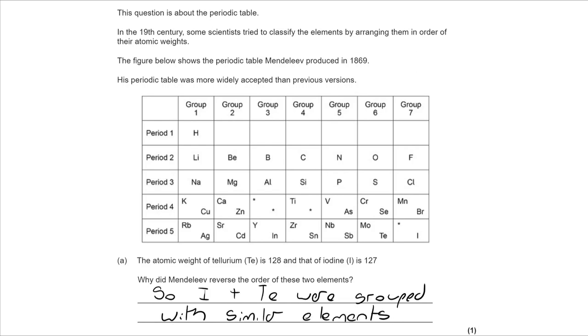And it was because he wanted them to be grouped together with similar elements. If you take iodine as a prime example, you can now see that by swapping, iodine has been put with fluorine, chlorine and bromine, which is where it still sits today in the halogens.